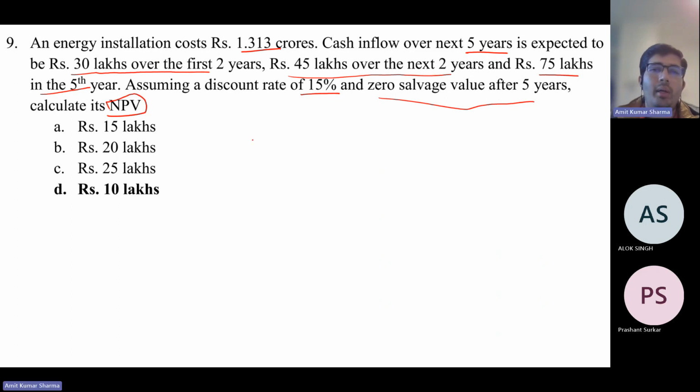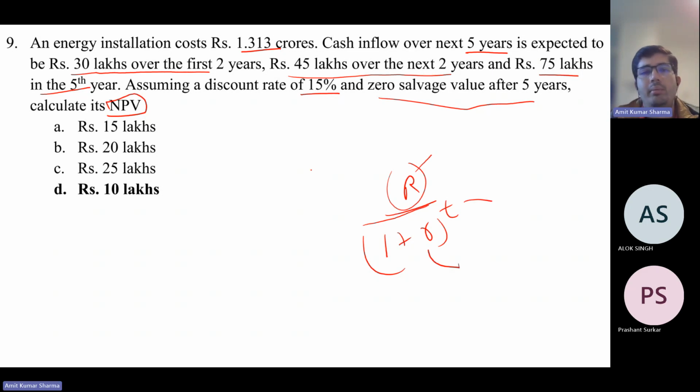For cash inflows, the formula is R upon (1 plus discount rate) to the power time. This is the amount of your cash inflow, where this is the discount rate and this is time. You have been given 30 lakh for 2 years, 45 lakh for 2 years, and 75 lakh for the fifth year. So you can use this formula to calculate the total cash inflow for 5 years. You know the cash outflow, so the net value NPV is cash inflow minus cash outflow. In that way, you can calculate the NPV. Let me know the answer.